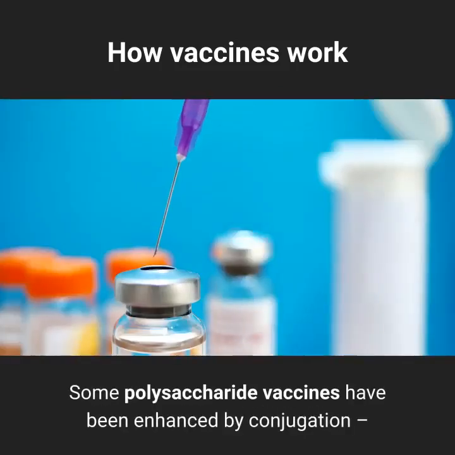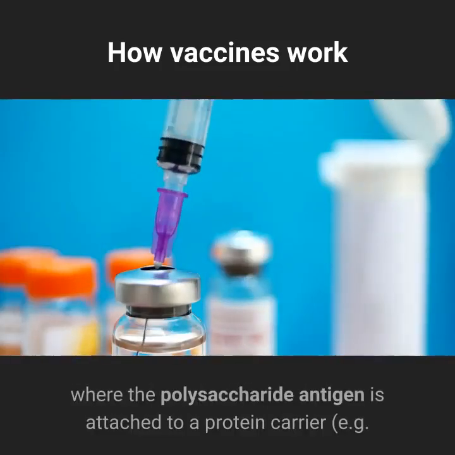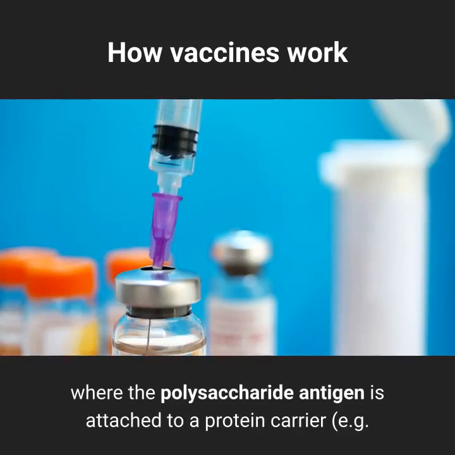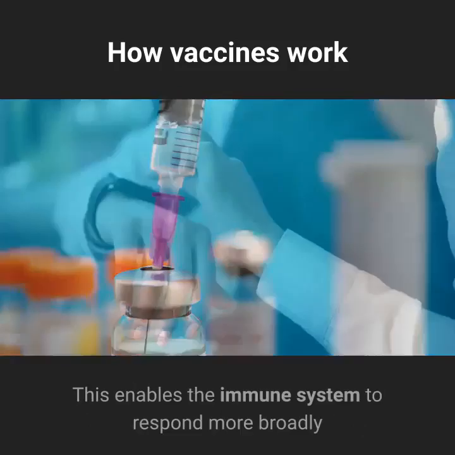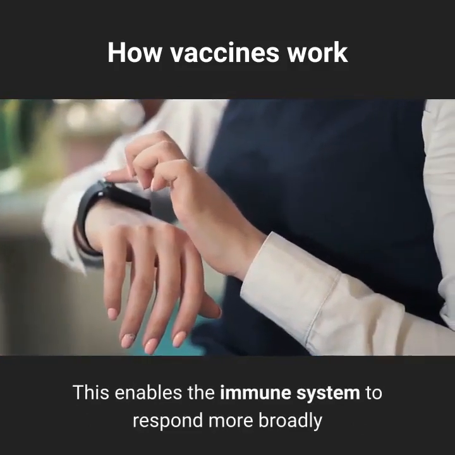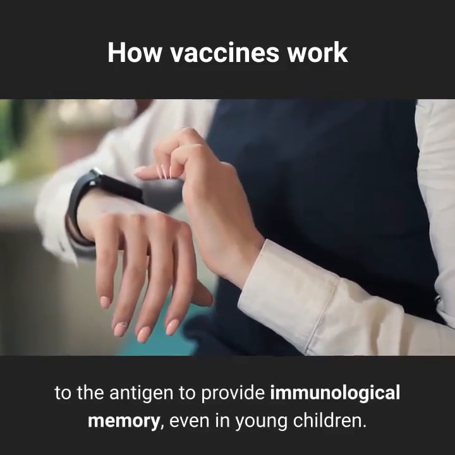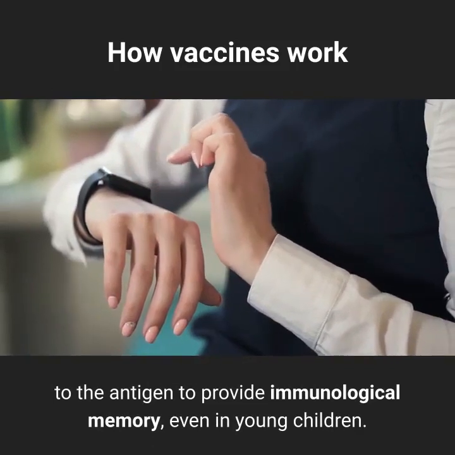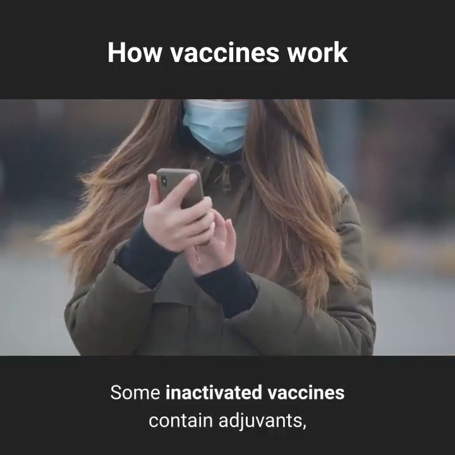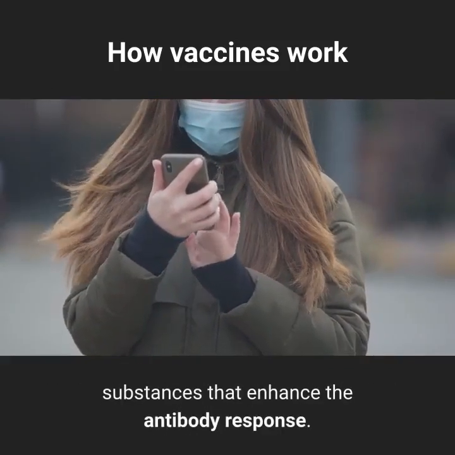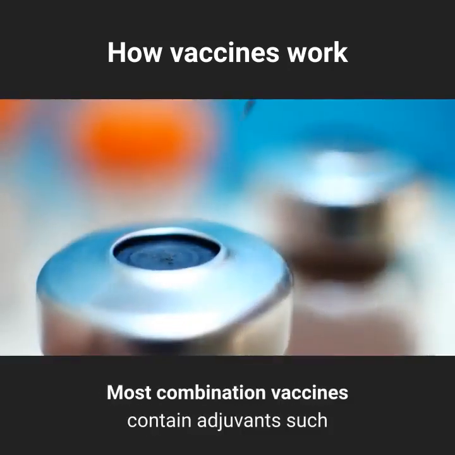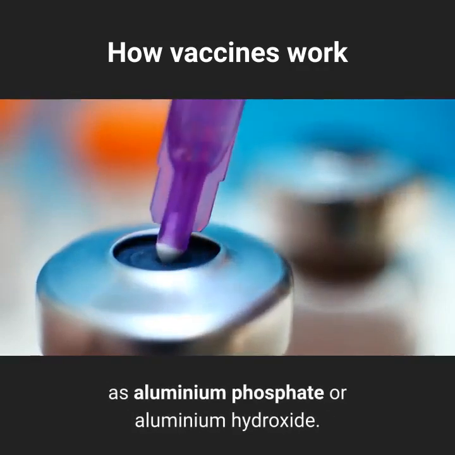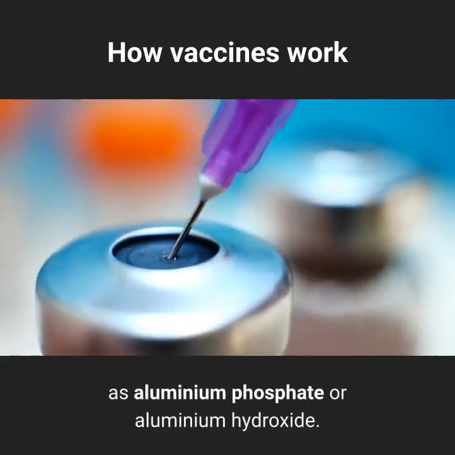Some polysaccharide vaccines have been enhanced by conjugation, where the polysaccharide antigen is attached to a protein carrier, e.g. Hib and Men-C vaccines. This enables the immune system to respond more broadly to the antigen to provide immunological memory, even in young children. Some inactivated vaccines contain adjuvants, substances that enhance the antibody response. Most combination vaccines contain adjuvants such as aluminium phosphate or aluminium hydroxide.